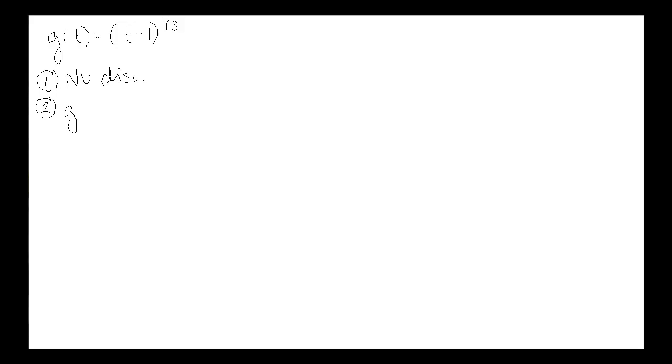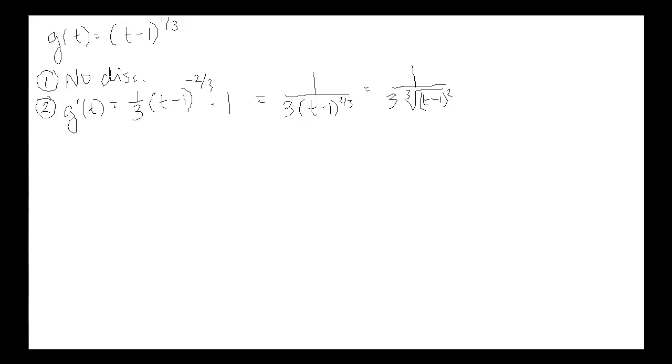Number 2, find the derivative. G prime equals 1/3 times t minus 1. I'm not done with the outside yet, so the inside stays the same using the general power rule. Subtract 1 from the exponent, so negative 2/3, times the derivative inside, which is 1. So if I want to see what this really looks like, this is 1 over 3 times t minus 1 to the 2/3. Or in other words, 1 over 3 times the cube root of t minus 1 squared.